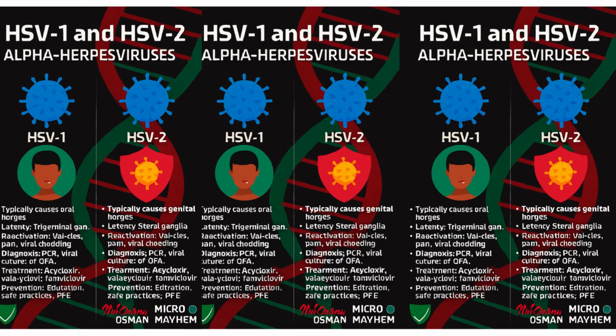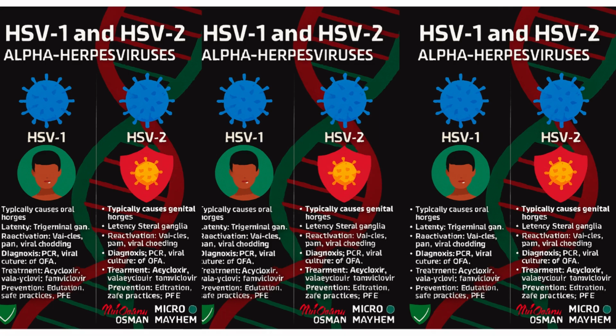Herpes simplex virus 1 is typically associated with oral herpes, and herpes simplex virus 2 is more commonly linked to genital herpes. So one of the most fascinating aspects of herpes viruses is their ability to go latent, meaning they hide in nerve cells and reactivate later. Herpes simplex virus 1 hides in the trigeminal ganglia, which is near the face, and herpes simplex virus 2 prefers the sacral ganglia located near the lower spine.